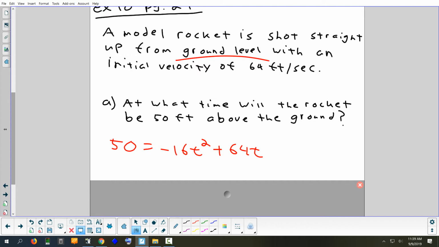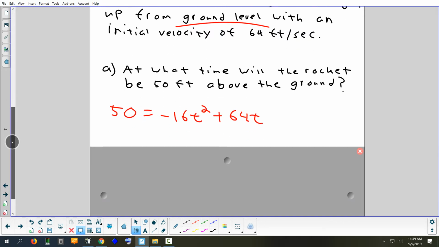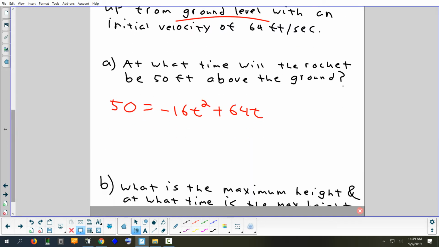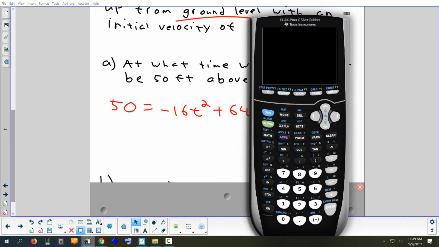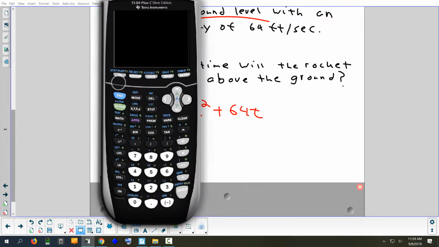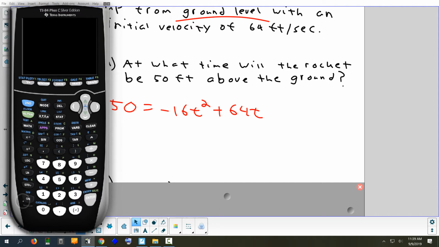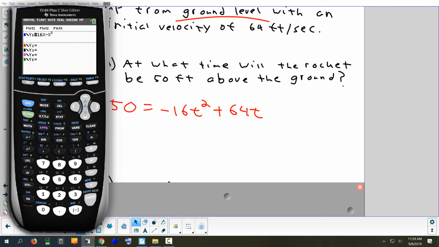Okay, now I know we could use the quadratic formula. We could get everything on one side again like we did. I'm going to show you guys a different way to do this one. We can do it on the calculator instead of trying to use the quadratic formula. Okay. And the way we're going to do it is we're going to do two graphs. We're going to put 50 in y1, and we're going to put negative 16x squared plus 64x in y2. You can't use t, you always have to use x on the calculator.